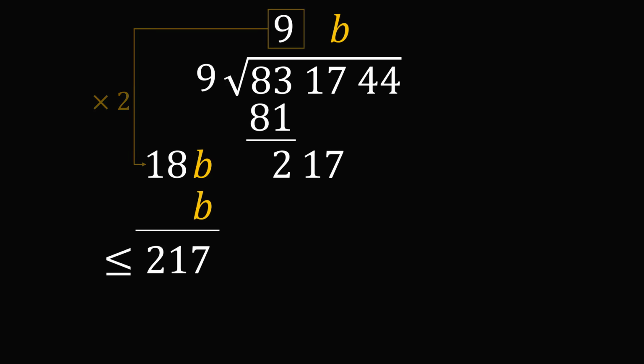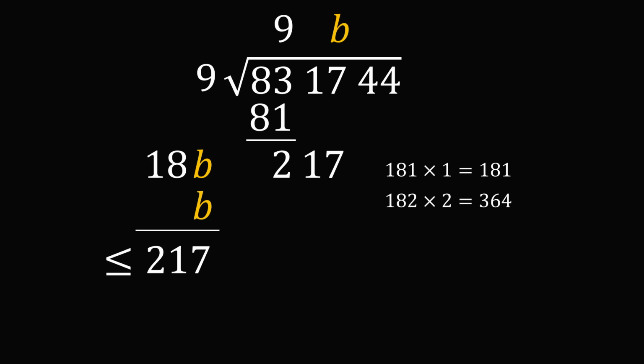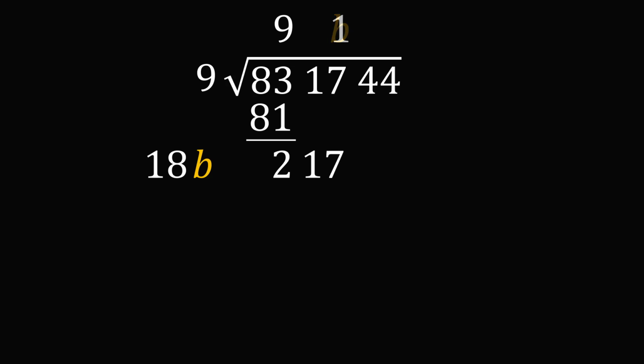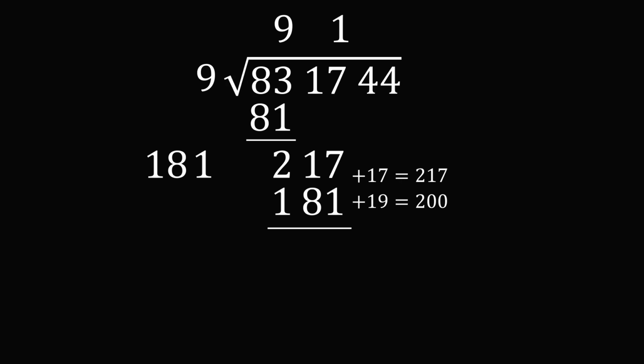But this is relatively simple to do, because if we just try b equal to 1, we're already at 181, and if we go to b equal to 2, we will exceed 217. So it's clear that b is equal to 1. Now we put down the next product, and we subtract 181 from 217. Let's do this by counting up. If we add 19 to 181, we get to 200, and then we just add 17 to get to 217. So we add 19 and 17, and the result will be 36.